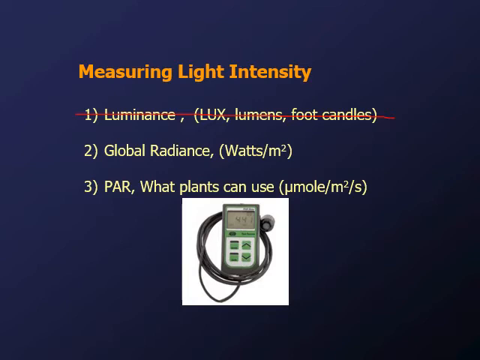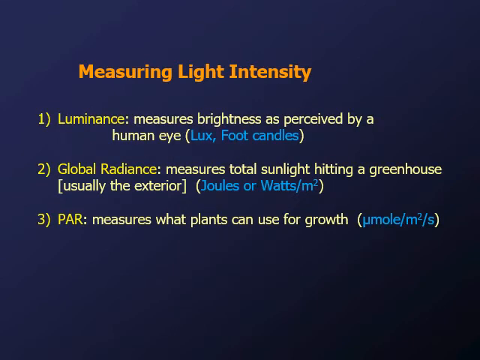So there's a difference between these two measurements, and you'll notice just looking at the units, global radiance could be watts per square meter or joules, and PAR is always in micromoles. So we're going to dive into that a little deeper. Global radiance measures joules or watts per square meter, so there's an area associated with it. And PAR measures only the wavelengths that plants see, in micromoles per square meter per second or micromoles per square meter.